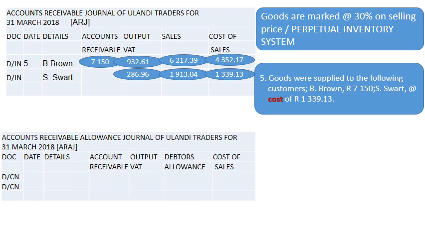Then to that, we will multiply by 15 and divide by 100 to arrive at our output VAT of 286.96. We then add the output VAT to sales to arrive at our accounts receivable of 2,200.